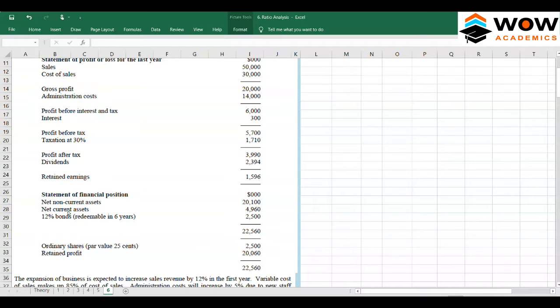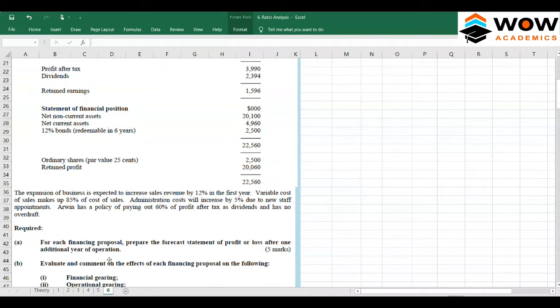They have also given us some SOFP, but we don't need to forecast this. They have given us net non-current assets and net current assets, the bonds, and shares and retained profits. So these are the numbers. They've also given us some additional data.